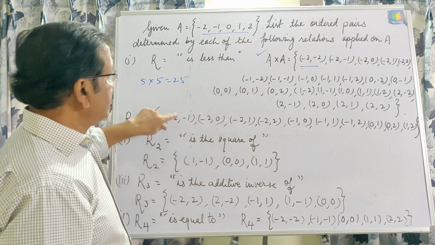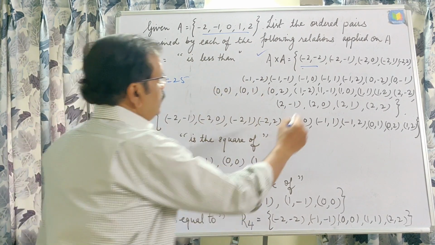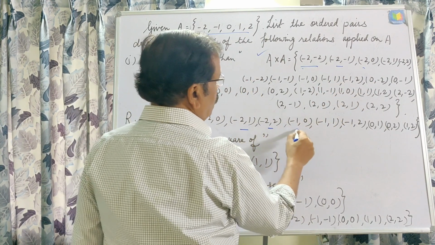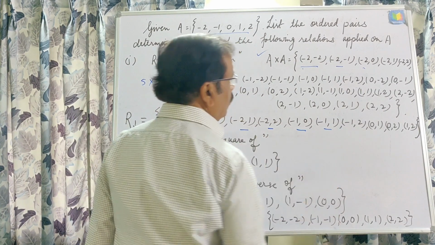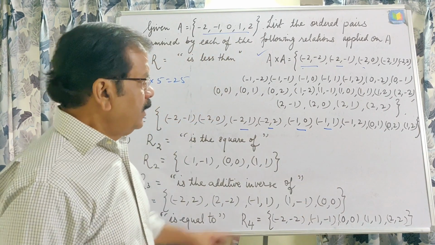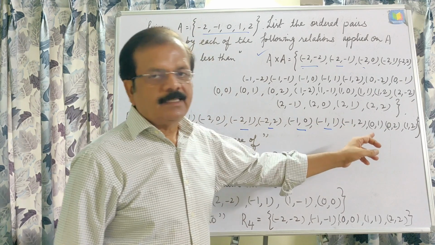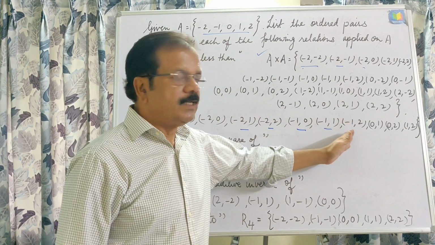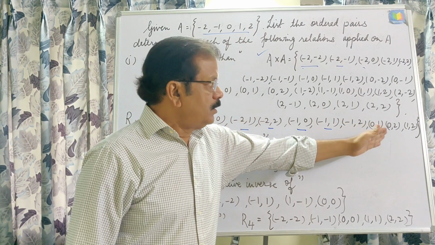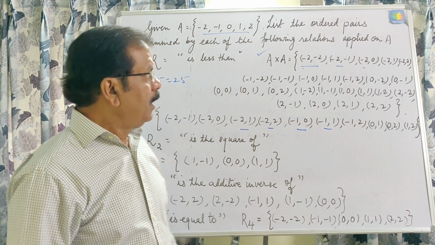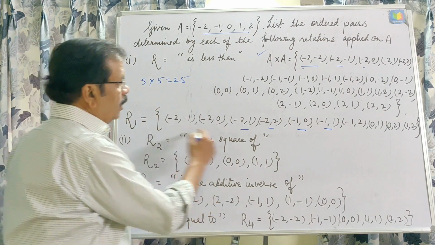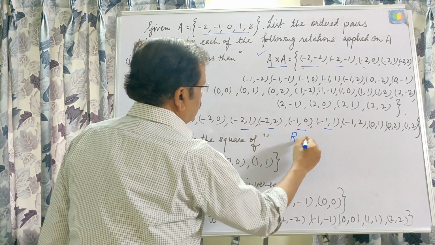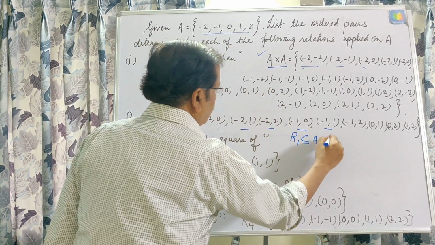In this we can say -2, -1, -2, 0, -2, 1, -2, 2, -1, 0, all these ordered pairs, we can see that the first element is less than its corresponding second element. -1 is less than 1, -1 is less than 2, 0, 0 and 1. Okay, for the second question, all these belong to A cross A, meaning R1 is a subset of A cross A.